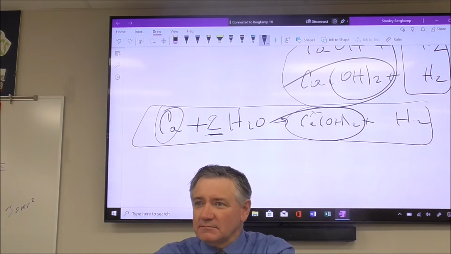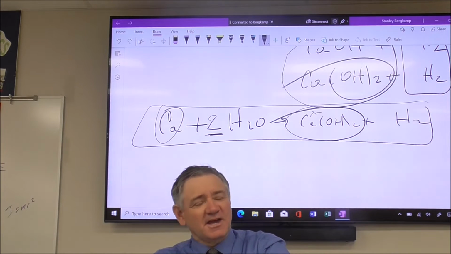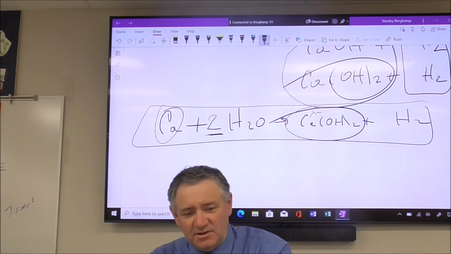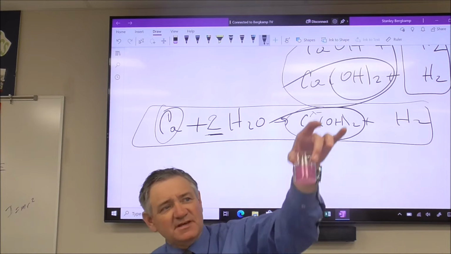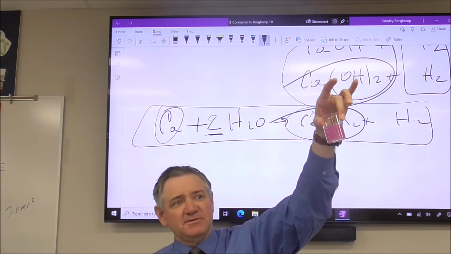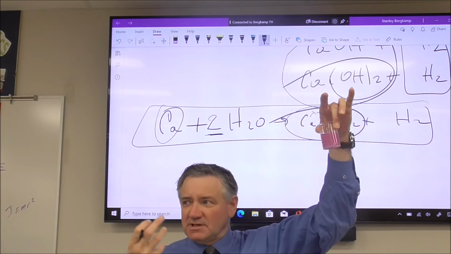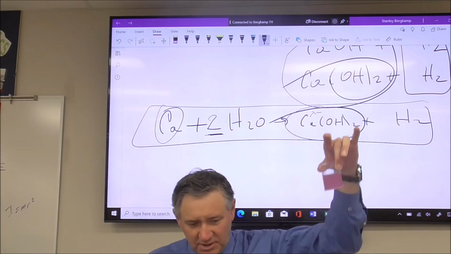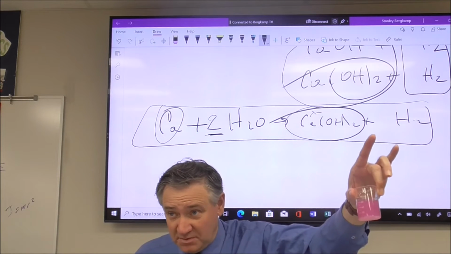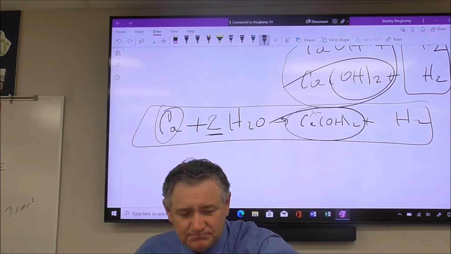I'm just saying, okay? So calcium hydroxide is on the insoluble list. This is why this looks so murky, because we have formed a precipitate of calcium hydroxide, okay? Cool with this one? Good. Got it? Okay.